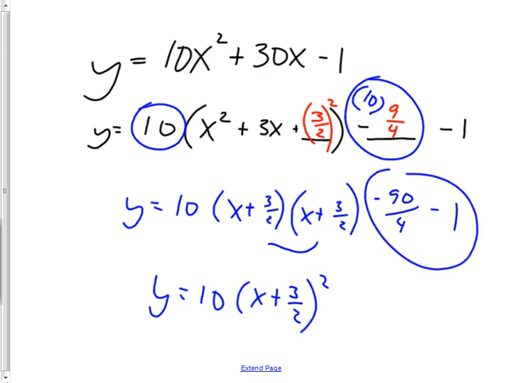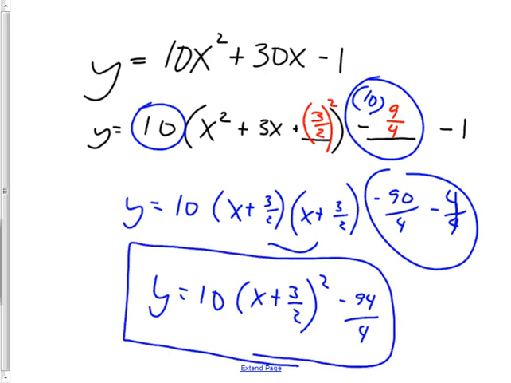Wouldn't it be handy if I made that 1 into 4/4? In other words, times the top and bottom by 4. And now it's negative 94/4. There it is. Beautiful, isn't it? That's our 3 level. Almost our 4, actually. Okay.